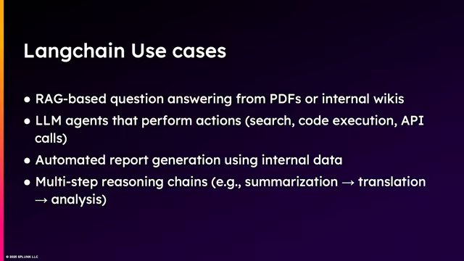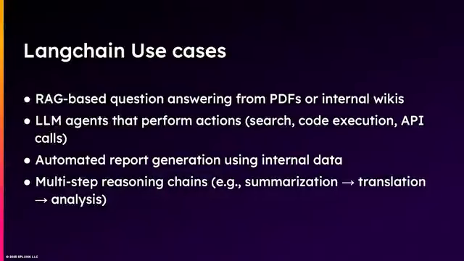LangChain is not just to make an API call or to form a request. It can also be used for very complex use cases like RAG-based question answering from PDFs or internal wikis, which means that when we give a policy document, it generates a response using the context of the policy documents from the LLM. We can also create LLM agents that perform actions like code execution and making API calls.